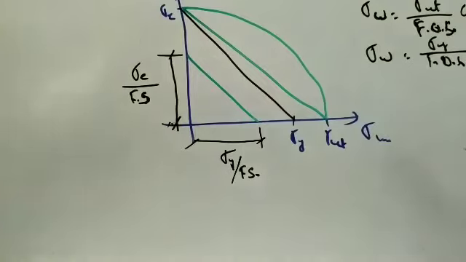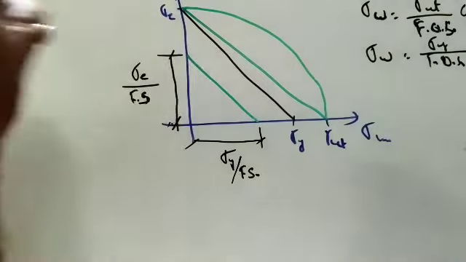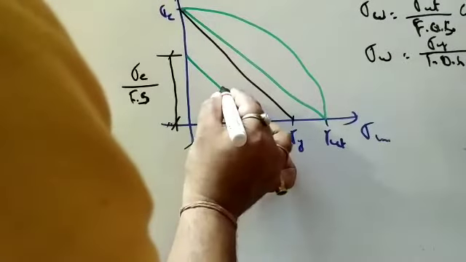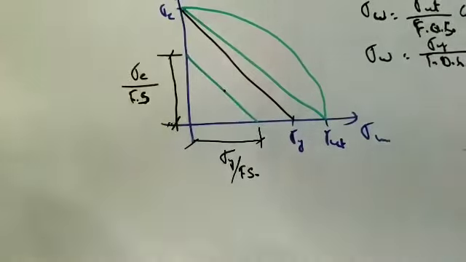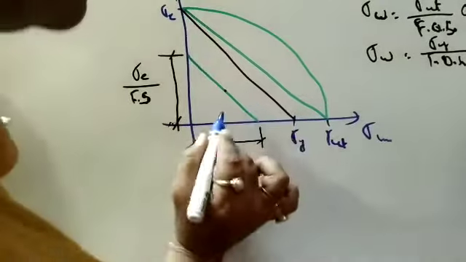Now over here in this line I could do the drawing anywhere. I could consider my point of design anywhere. Suppose I have considered my point of design over here. If I consider my point of design over here, what basically will I get?